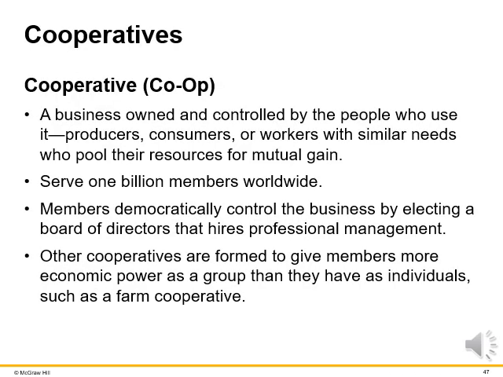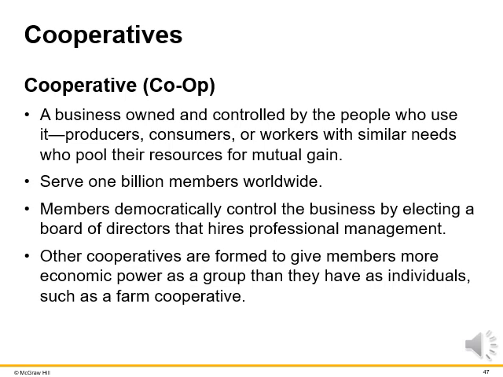Some people dislike the notion of owners, managers, workers, and buyers being separate individuals with separate goals. So they have formed cooperatives, a different kind of organization to meet their needs for electricity, childcare, housing, etc. A co-op or cooperative is owned and controlled by the people who use it, producers, consumers, or workers with similar needs who pool their resources for mutual gains. In many parts of rural country, for example, government sells wholesale power to electric cooperatives at rates 40 to 50% below rates non-federal utilities charge.